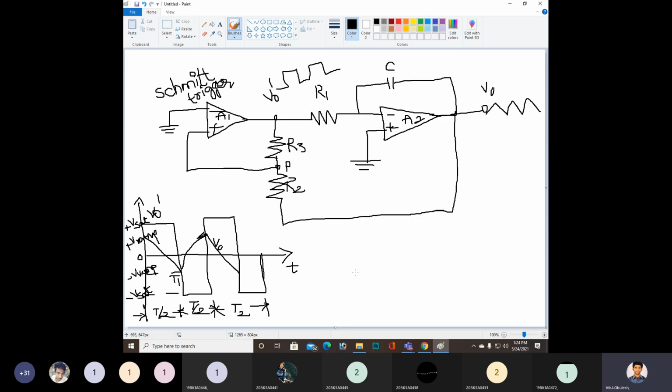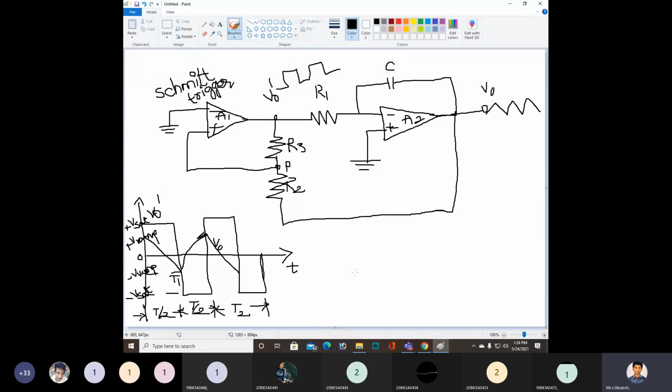A1 will act as a comparator, A2 will act as an integrator. So the comparator output is connecting to the input of integrator A2. The output of A2 is a negative going ramp.